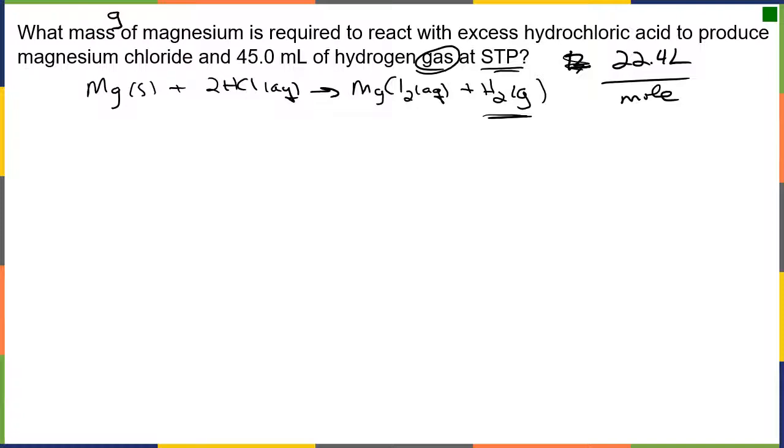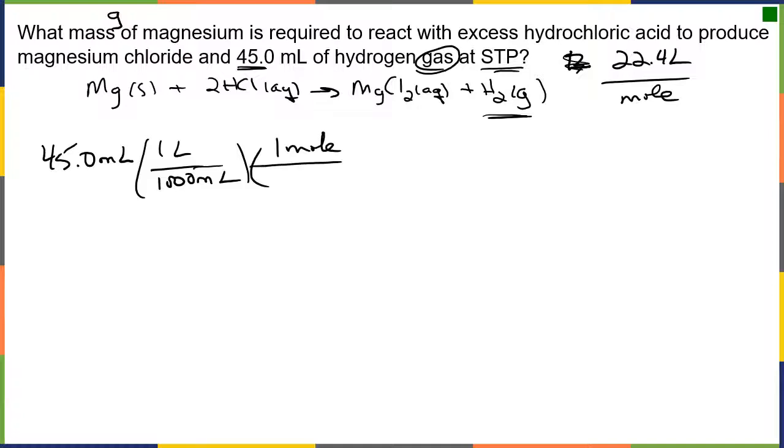So what do we know? We want to know how many grams of magnesium. Well, we're given 45 mL of hydrogen. If we have 45 mL of hydrogen, there is 1 liter for every 1,000 mL. This is a gas, so we can use our equation of 22.4 liters for 1 mole, and this is going to give us the moles of hydrogen, and that's going to be 0.00201 mole of hydrogen, because 22.4 liters per mole.